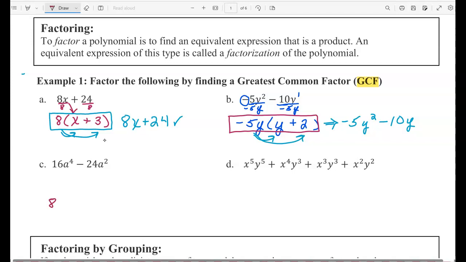And then I'm looking at the a's. A variable appears in both, so I'm going to take an a, and the lowest exponent under consideration is the 2, so that is my GCF. 8a squared is my GCF.